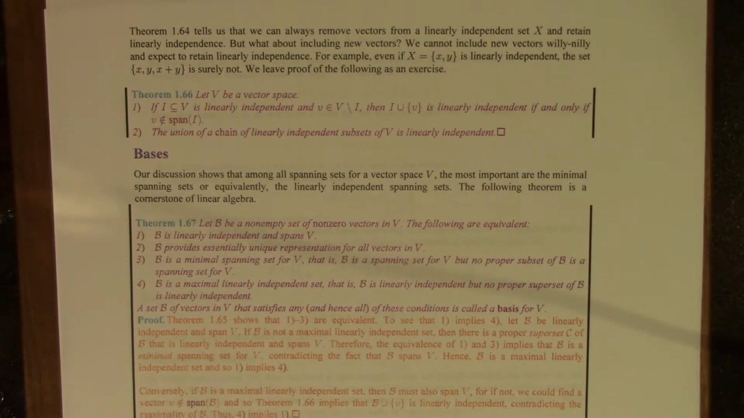Our discussion so far shows that among all spanning sets for a vector space, the most important are the minimal spanning sets, because they are the ones that provide essentially unique representation. And the minimal spanning sets are precisely the linearly independent spanning sets, which is a fancy way of saying they have no redundant vectors. Everything in the set contributes to the span.